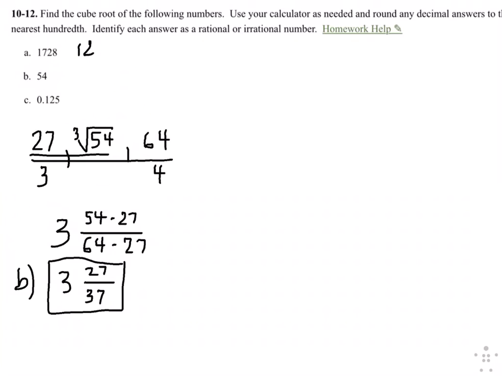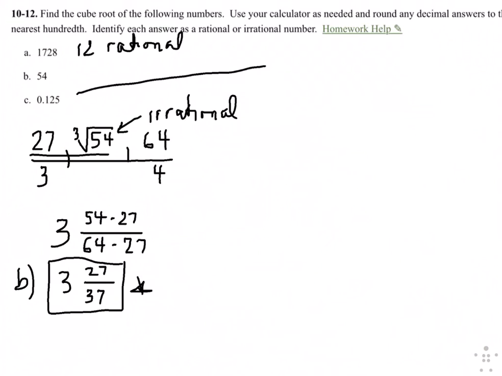And the last one, C. But just to be sure, for the first, it said identify as rational or irrational. This is rational for A. For B, the exact number, the cube root of 54, is irrational. Remember, this is just an estimate. The estimate is rational, but the original cube root of 54 is an irrational number.